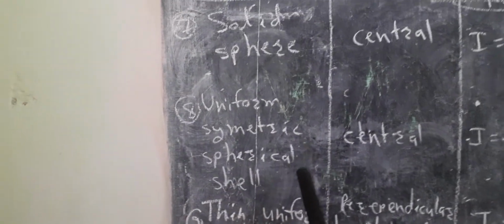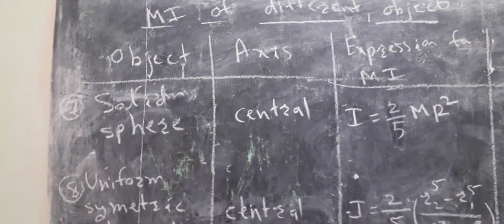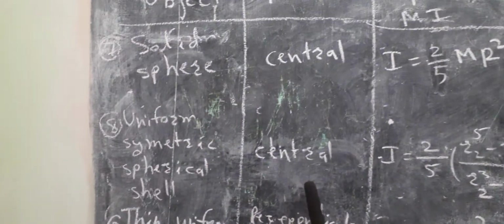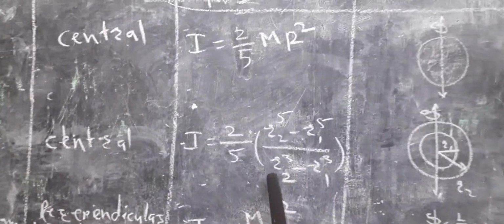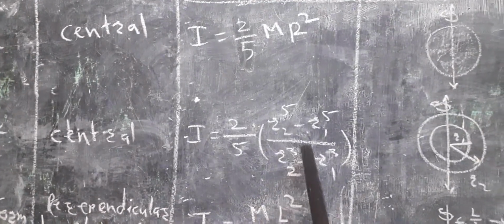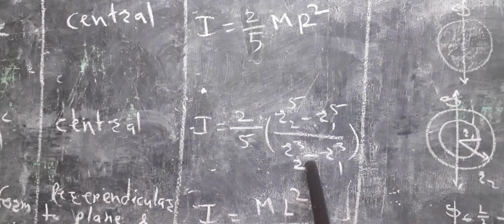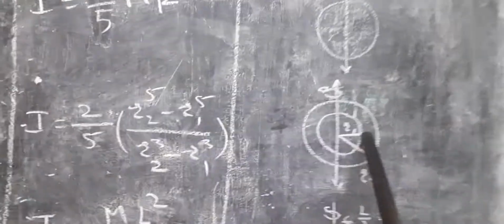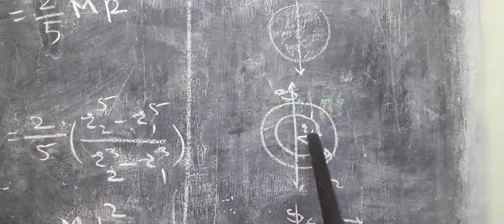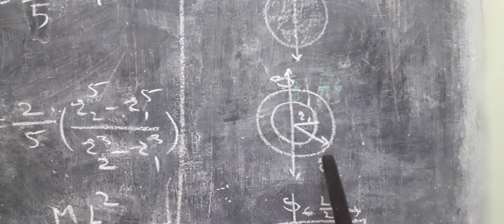Then, a uniform symmetric spherical shell. Again the axis passes through the center point of symmetry, that means central, and here the value of I comes out to be I = 2/5 (R2⁵ − R1⁵) divided by (R2³ − R1³), and the diagram is the shell, R1 the inner radius, R2 the outer radius of the shell.